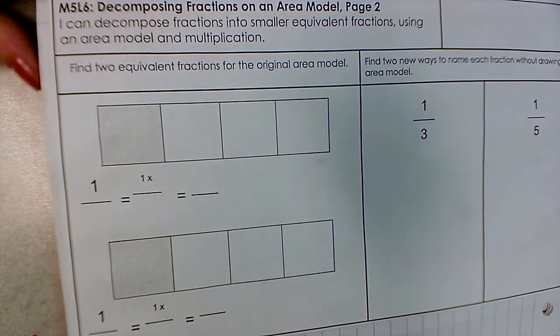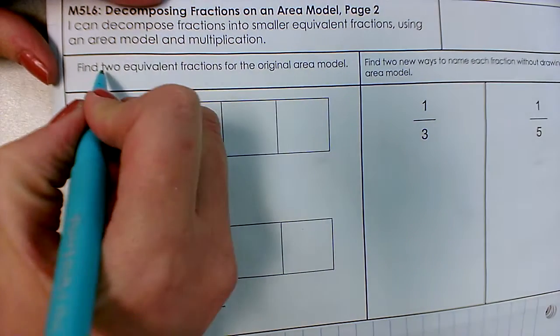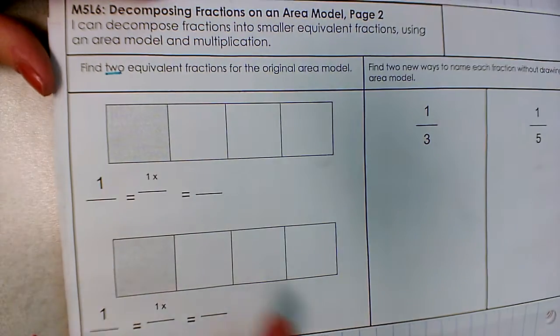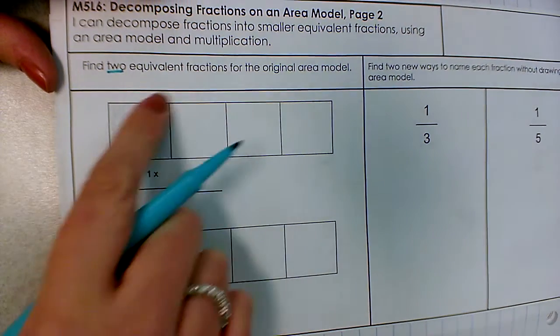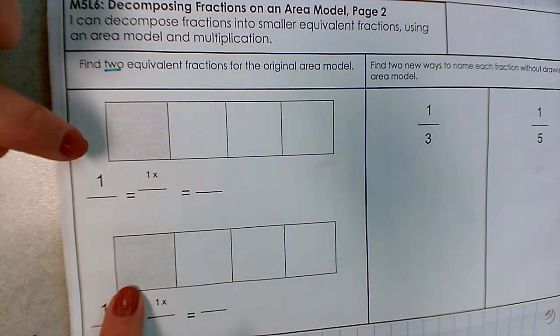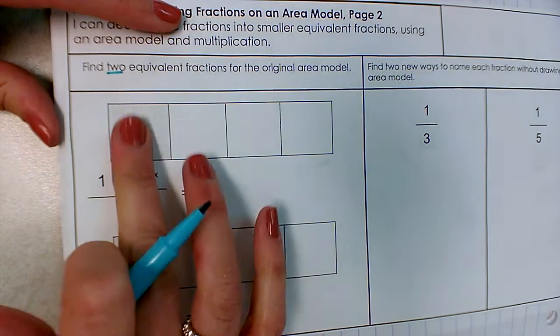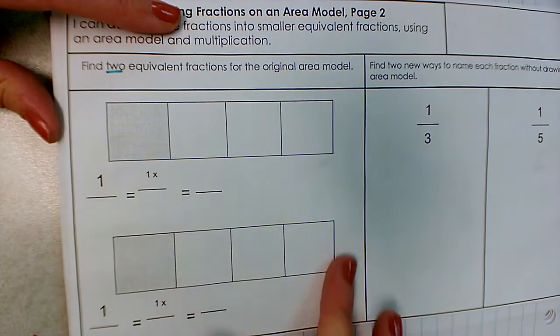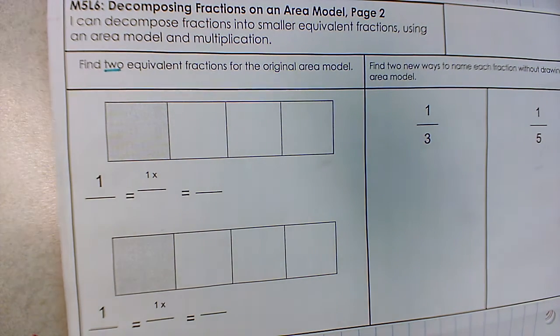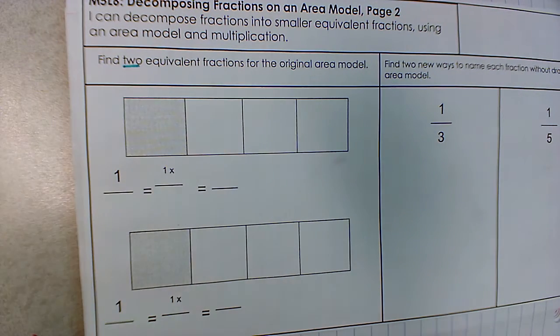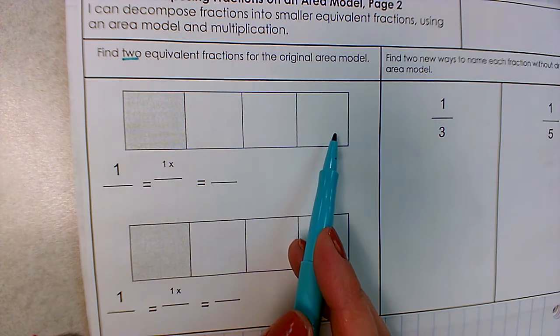So now I have some directions that say find 2 equivalent fractions for this original area model. So I can see I have an area model here, and it's the same down here. So we're going to do one set up here, and then I'm going to find another equivalent fraction because my directions say find 2. All right, well, I need to first decide what fraction is being shown by this area model.